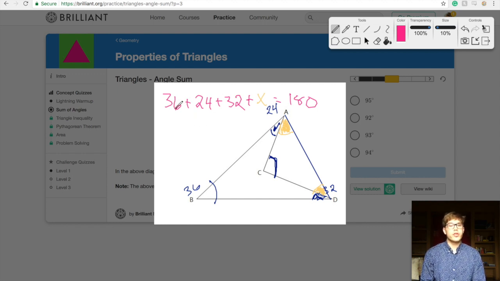Okay, so if I solve for our X, what do we have? We have 36 plus 24, well, this is 60. 60 plus 32 is 92. And then we subtract 92 from 180, and we are left with x equals 88. So these two cantaloupe color angles sum to 88, which means this last angle, the angle we're looking for, needs to be 180 minus 88, which would be 92. And so I'm saying this angle C is 92.